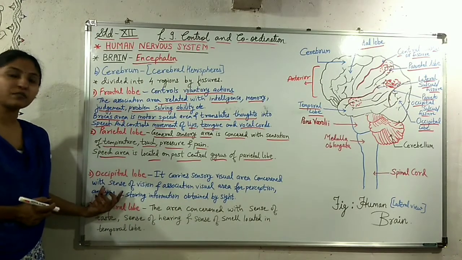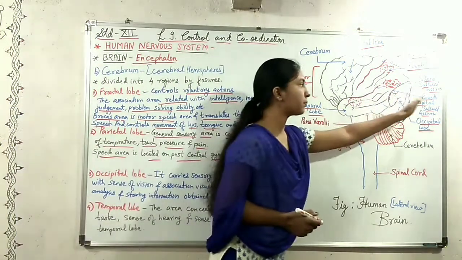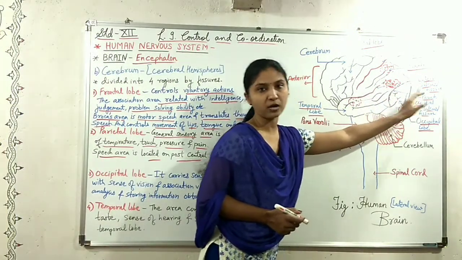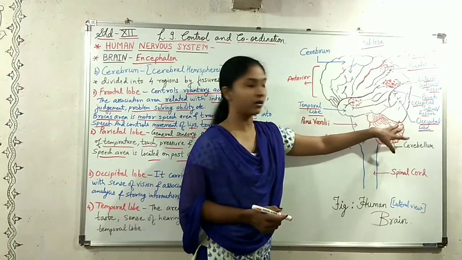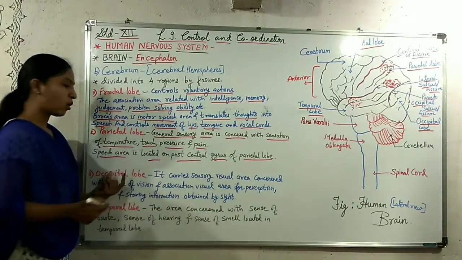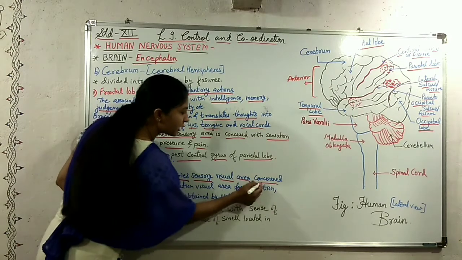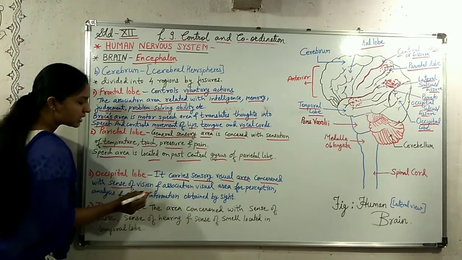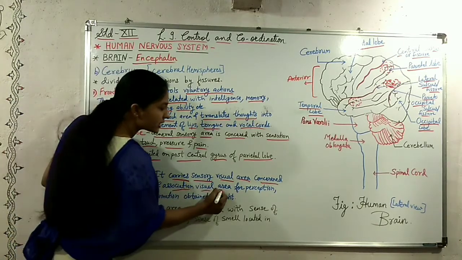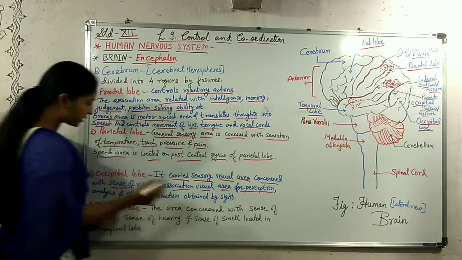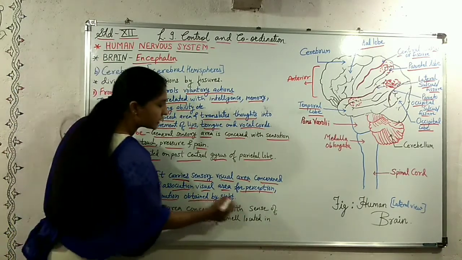The third region we saw is the occipital lobe. Occipital lobe is situated in the posterior part of the brain, on the upper side of the cerebellum. This occipital lobe carries the sensory visual area and it is concerned with the sense of vision, and it is also associated with the visual area for perception, analysis and storing information which is obtained by sight.